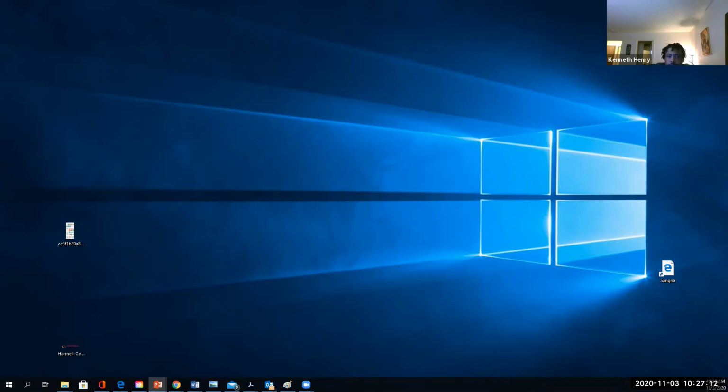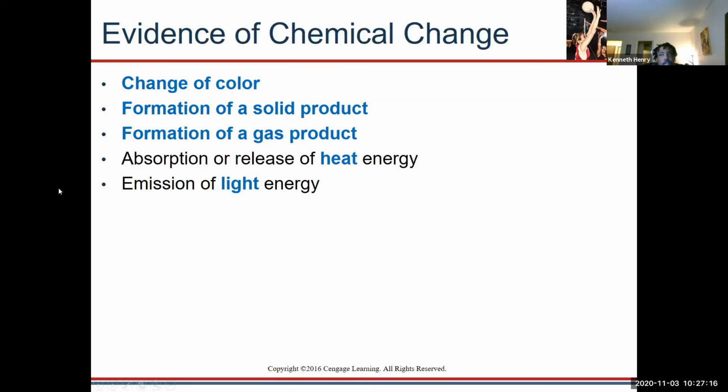Okay, so those are your 5. Change of color, formation of a solid product, formation of a gas product, absorption or release of heat energy, emission of light. So those are all evidence of chemical changes.